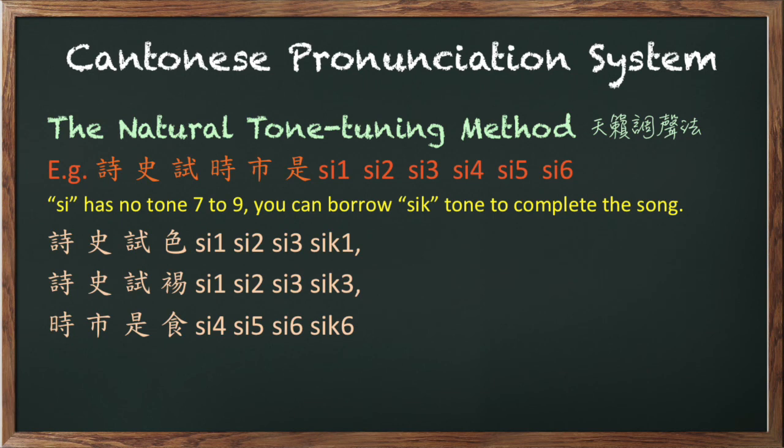For example, C, C, C, sick. C, C, C, sick. Because C has no tone 7 to 9, you can borrow the sick tone to complete the song.